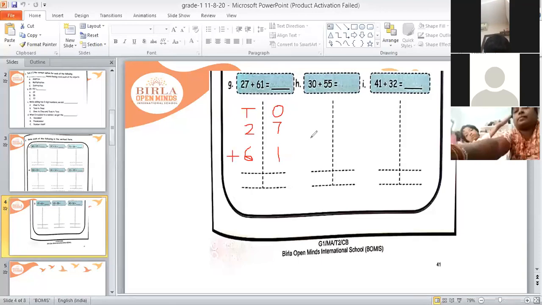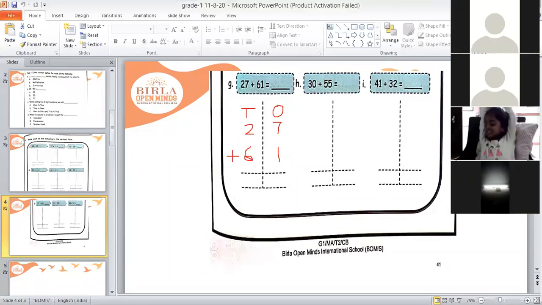Sai Ritvik, now tell me 7 plus 1 how much? Sai Ritvik, unmute yourself and tell me 7 plus 1 how much? After 7, count forward 1. Yeah, so 7 plus 1 is 8. So we will write 8 here. And 2 plus 6? Yeah, 2 plus 6 is also 8.